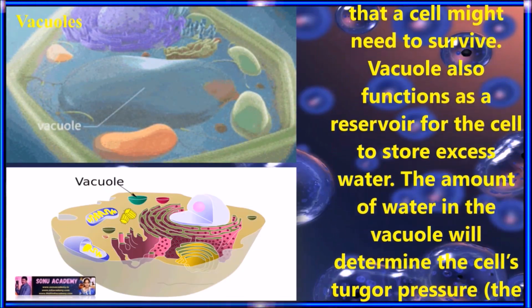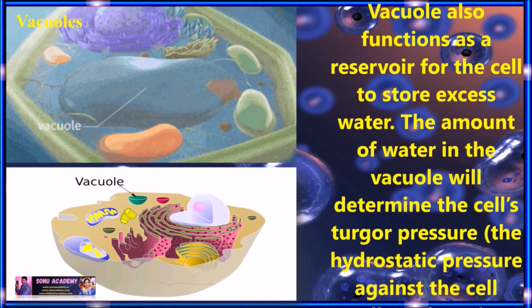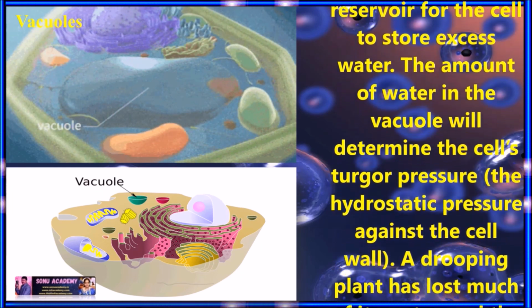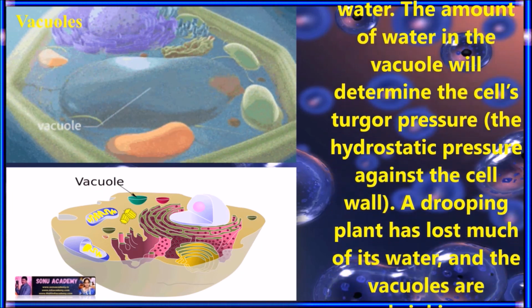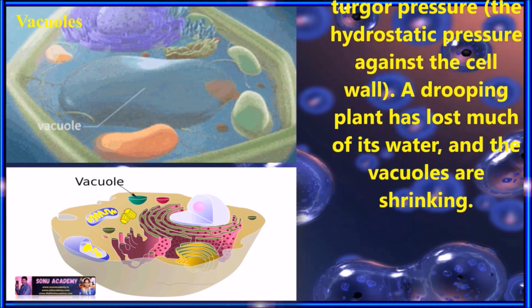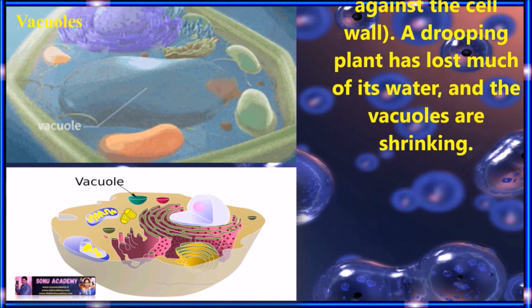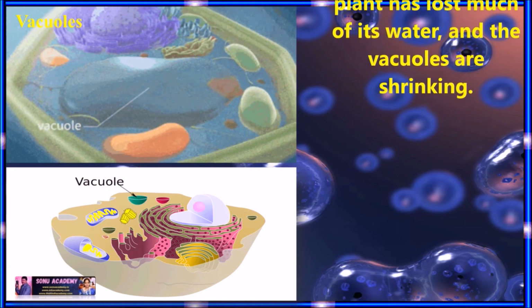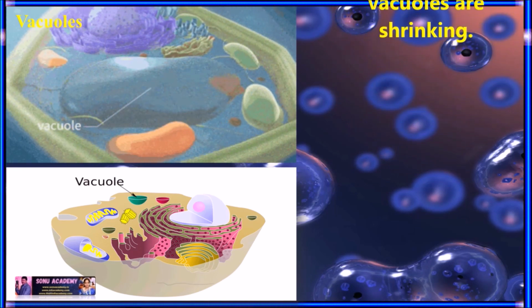The vacuole also functions as a reservoir for the cell to store excess water. The amount of water in the vacuole will determine the cell's turgor pressure, the hydrostatic pressure against the cell wall. A drooping plant has lost much of its water and the vacuoles are shrinking.